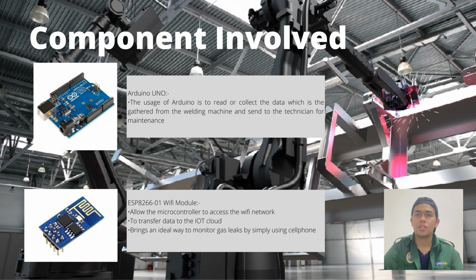Alright, for this project we use Arduino Uno to read or collect the data from the welding machine and send it to the technician for maintenance. Next, the ESP8266 01 Wi-Fi module allows the microcontroller to access the Wi-Fi network, so the data will be transferred to the IoT cloud and bring an ideal way to monitor gas leaks by simply using a cell phone.